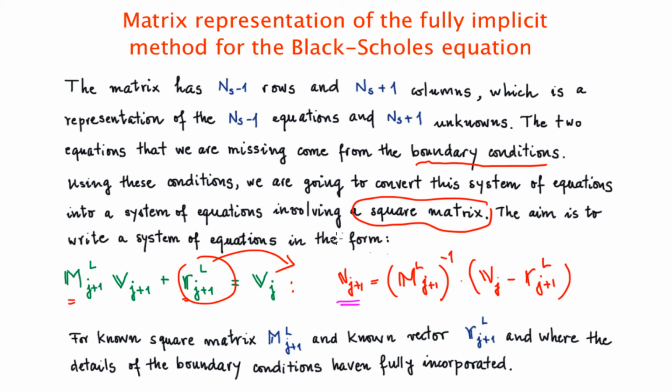So the aim will be to include, and to see how to insert, the boundary conditions associated with different types of options in the Black-Scholes equation, in the matrix representation for this fully implicit method, and that's what we are going to do next.